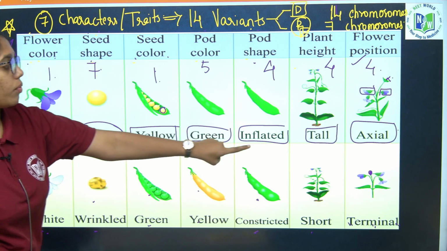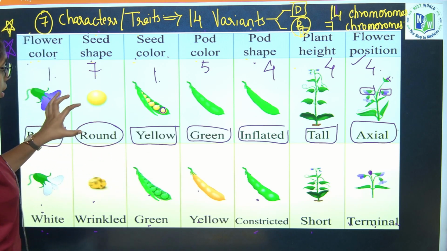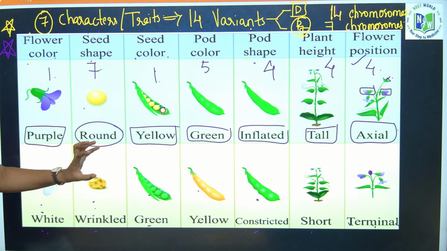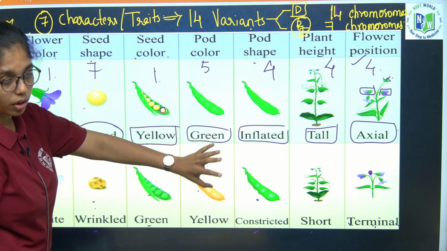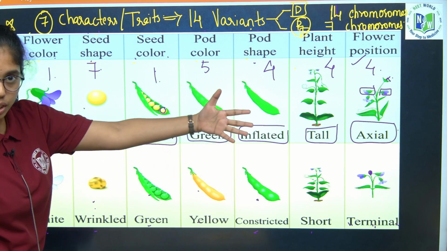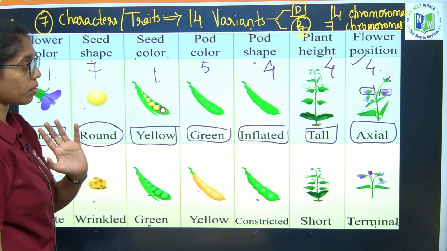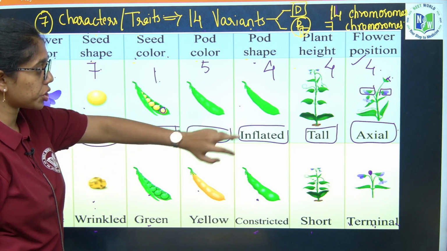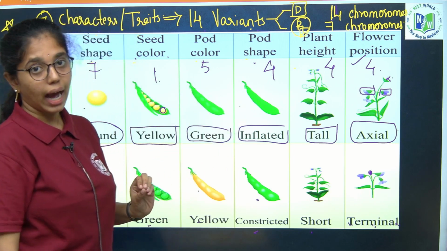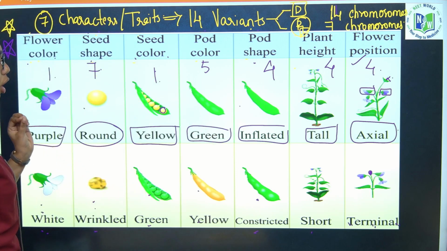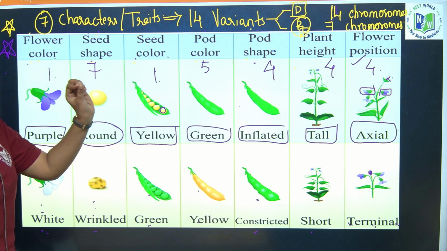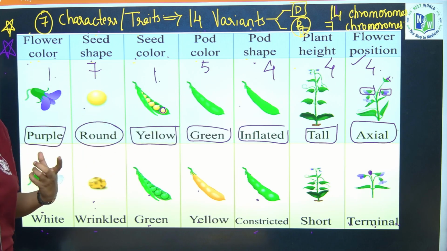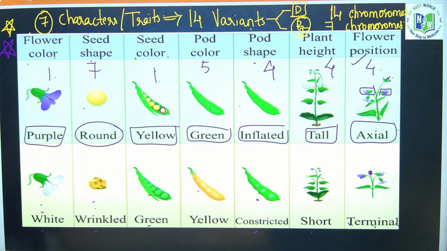Not all the time will tall, dwarf, round, wrinkled and seed shape be given. Sometimes questions are asked with respect to flower position, flower color, or pod shape. So keep it in your mind, it is not always seed color, seed shape, plant height. Any of these can be asked for your calculations. So you have to fix all the dominant and recessive traits in your mind.